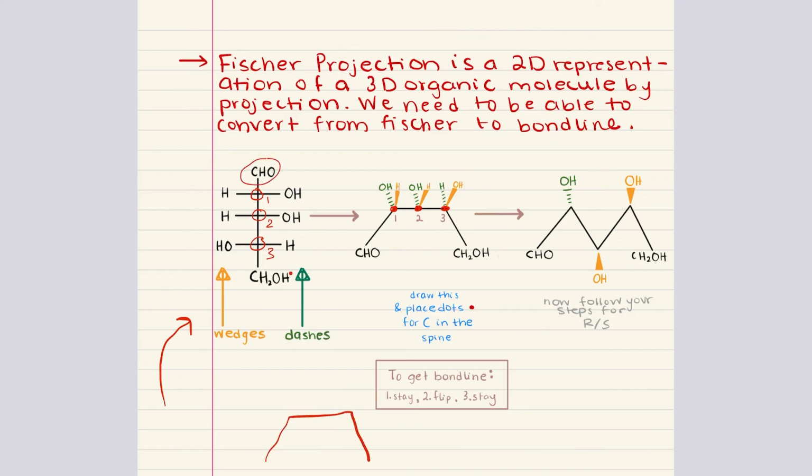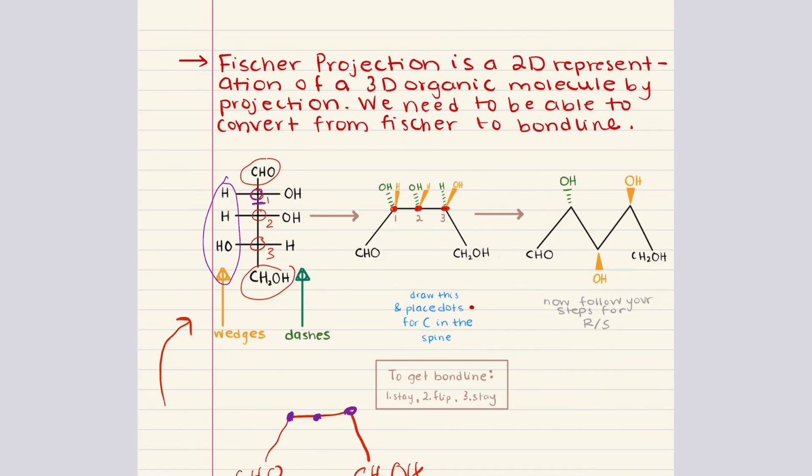So again, we started with our table framework. We put the top and bottom groups of our Fischer projection as the ends to that table. Then we drew 3 dots since we have 3 carbons in the backbone. And from there, we can move into step 2. Step 2 tells us to add the substituents. So for each carbon on the backbone, we want to observe the groups that are on the left and right sides of that carbon. Groups on the left side will be drawn as wedges, and groups on the right side are going to be drawn as dashes.